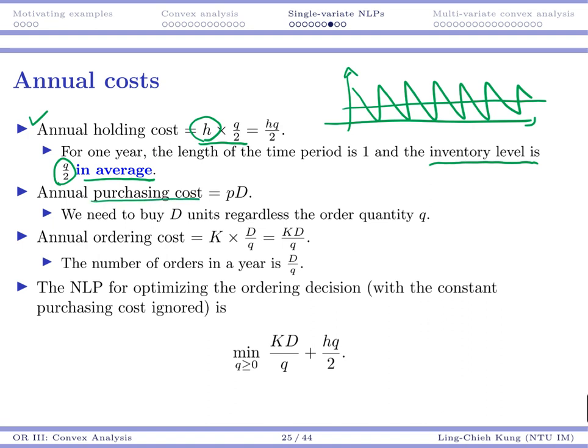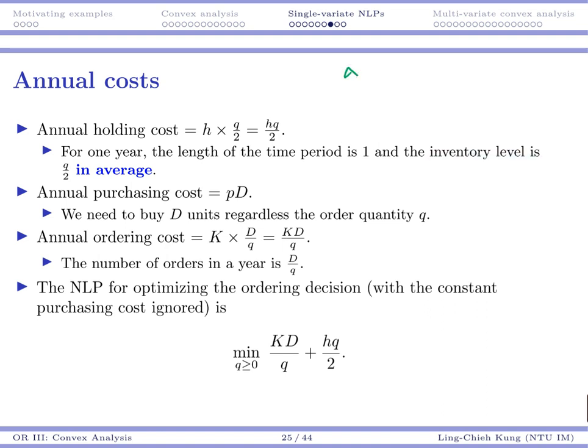The annual purchasing cost is P times D, because somehow you need to purchase D units and then to sell them. So your purchasing cost is just PD, and it has nothing to do with your ordering quantity. Your annual ordering cost depends on the total orders you need to place in a year. So in total, you need D units, and in each order, you have Q units. So D over Q is the total number of orders you're going to place in a year, and KD over Q would be your annual total ordering cost.